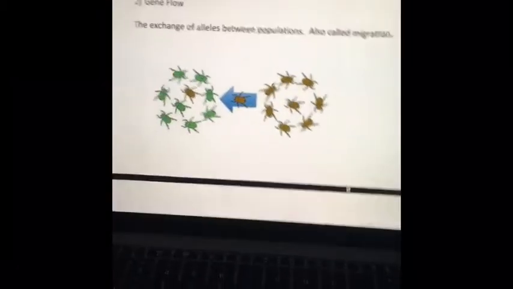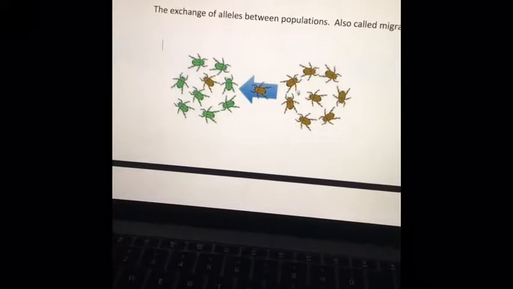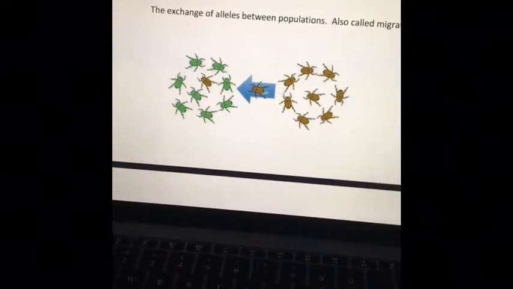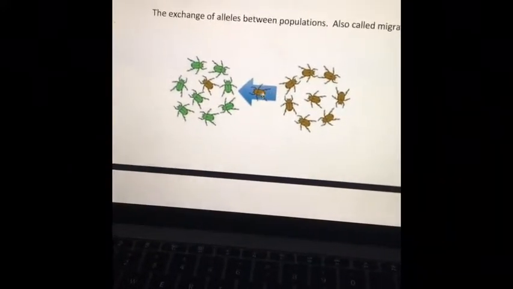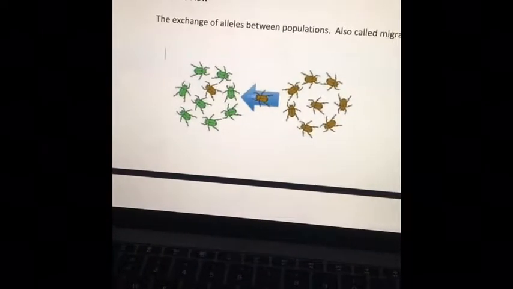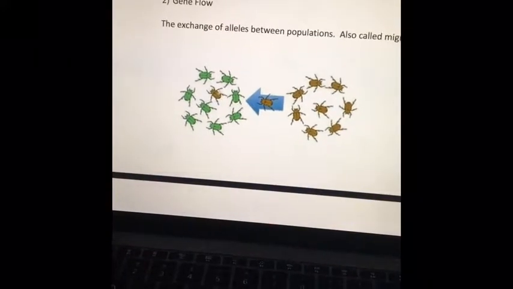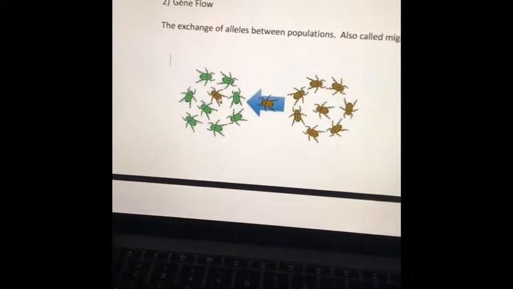Okay, so the second agent of evolutionary change is gene flow, and that's the exchange of alleles between populations, also called migration. So what happens basically is that maybe this population has a certain genetic variation or allele for it to be this color, brown, and then an individual travels to another population, and now this population has this allele mixed in, so there's genetic variation because of this.